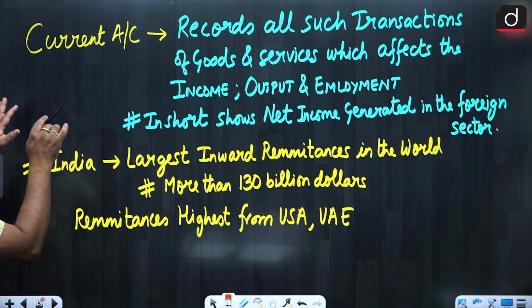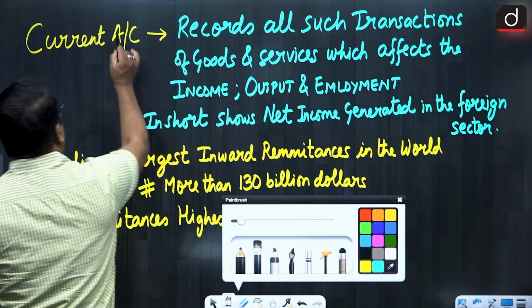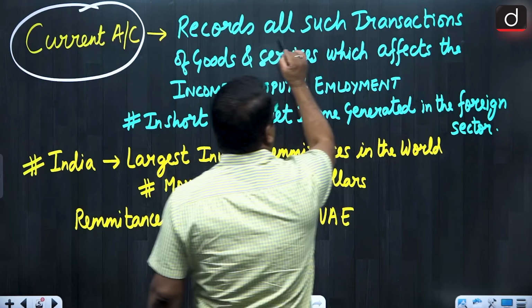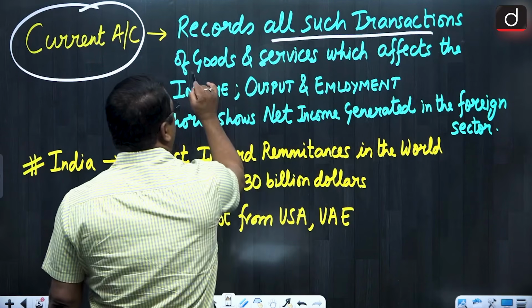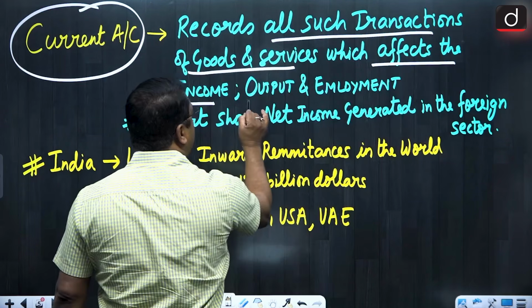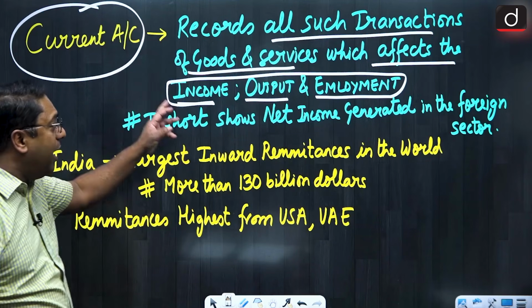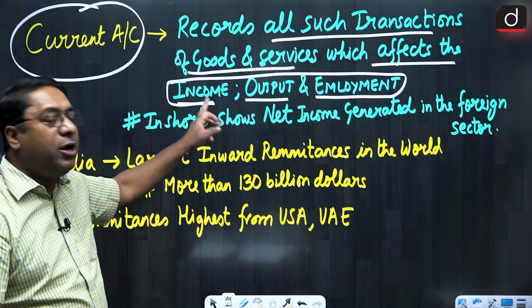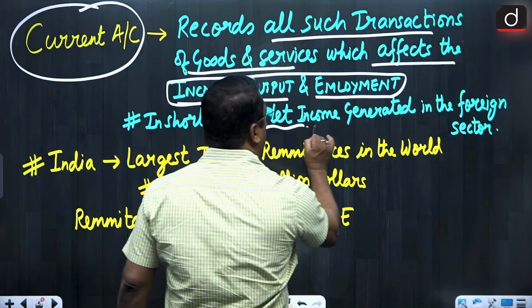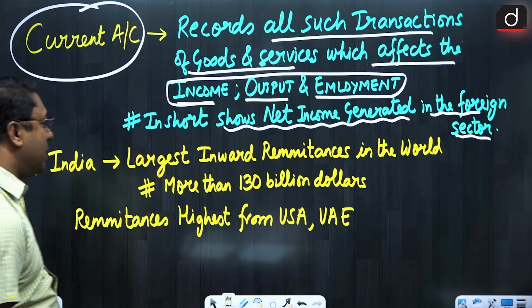So overall, to make things easier for you, I have written here the current account. It records all such transactions of goods and services which actually affect income, output and employment. Remember that the current account is only affecting your income, output and employment. That means it actually shows the net income generated in the foreign sector.